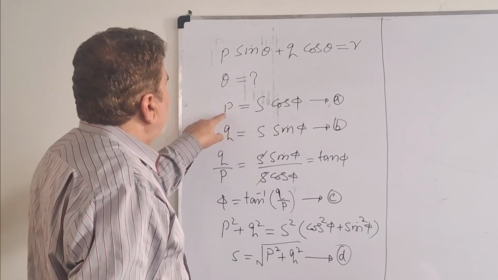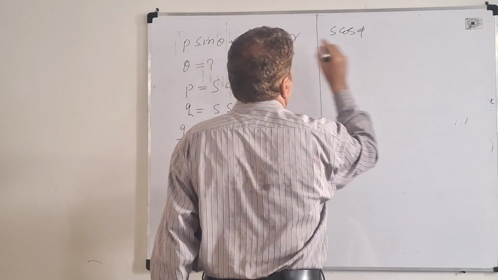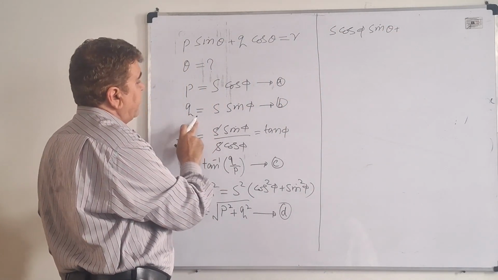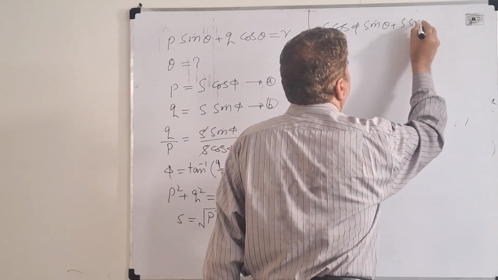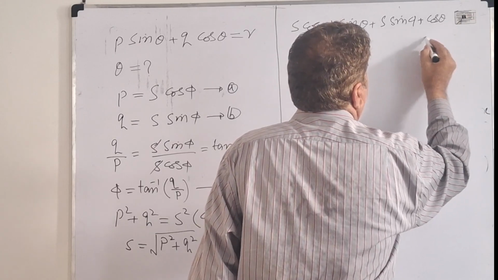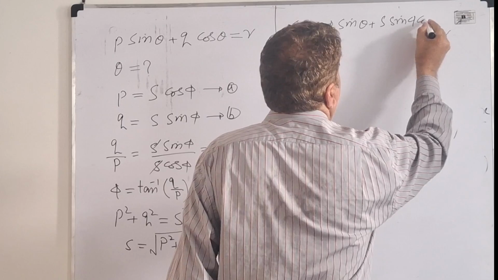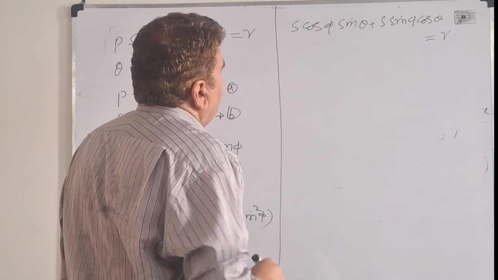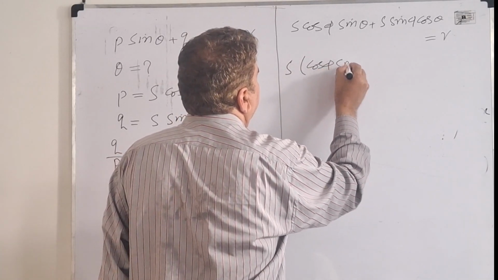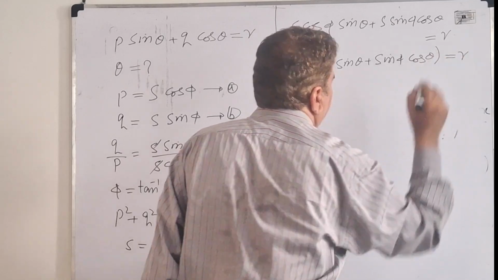So what I do, I replace the values of P and Q in this equation, and that gives me for P, I write S cos phi into sine theta plus, for Q I will write S sine phi, multiplied by cos theta, and the whole of them equals R. Now I can take S common from these two terms to write S into cos phi sine theta plus sine phi cos theta equals R.